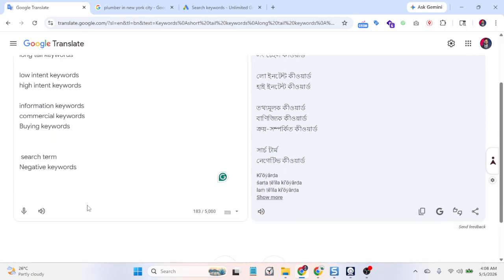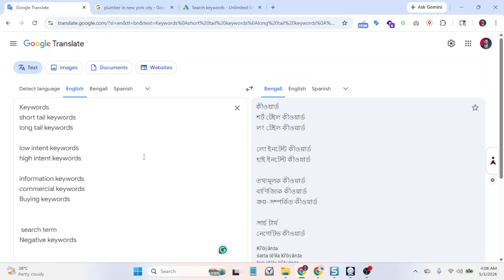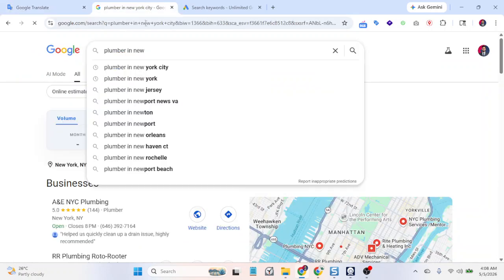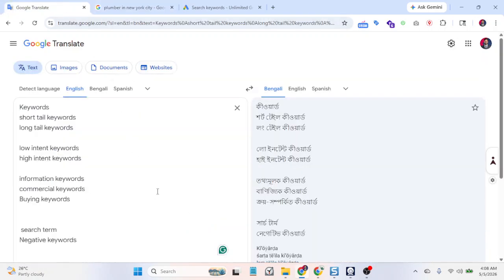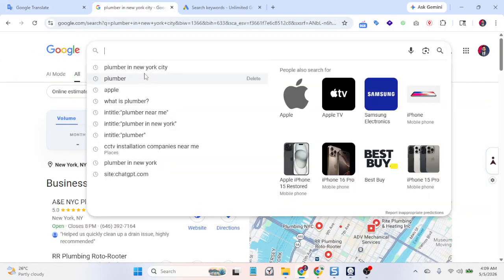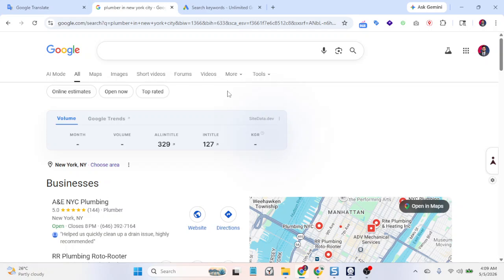So, as a Google Ads expert, what type of keyword will we use? You can ask me now. As a Google Ads expert, we will run Google Ads for buying something or selling something. So we will always try to select buying type keywords and very high intent keywords, because if someone searches Google for "plumber near me," that's when he wants to buy or take a service from the plumber.